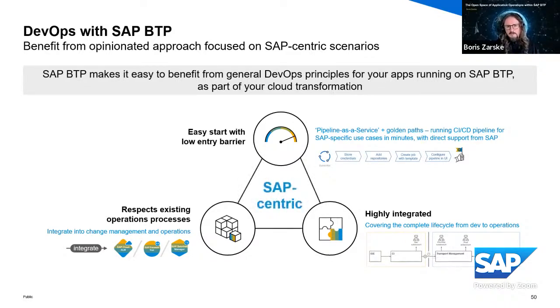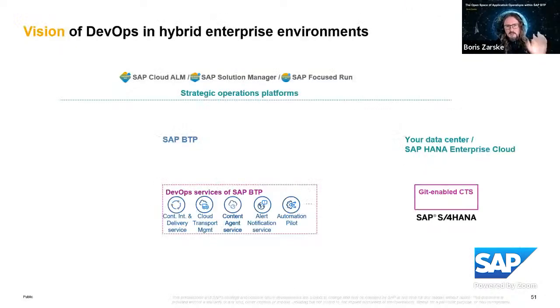Again, we have a clear focus on SAP use cases with the different pipelines and the catalogs of commands we provide. So really a focus, of course, on SAP BTP and related use cases around SAP S/4HANA. But now, as a final idea, take a look at the vision. We also have an approach for on-prem with the Git-enabled change and transport system that allows you to also benefit from automated pipelines for on-prem.